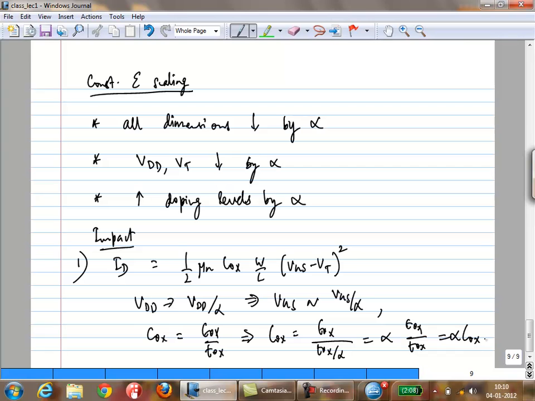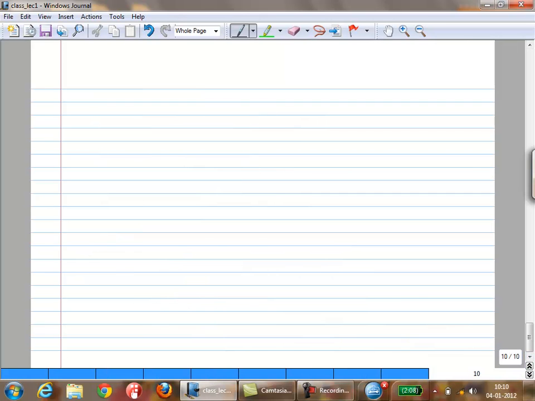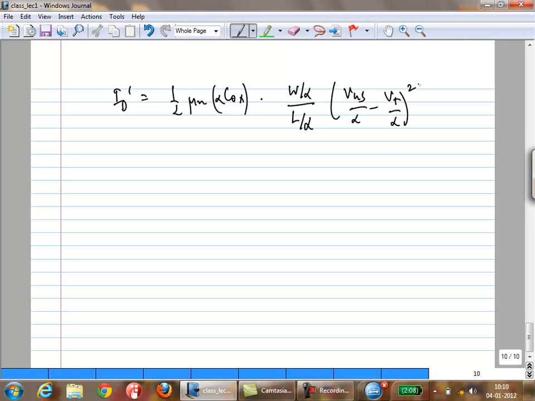Your COX actually goes as alpha times your old COX. Remember, COX is capacitance per unit area, so that actually increases. Obviously that makes sense because your oxide thickness is getting smaller. So your new ID prime will be this. You'll find that it's actually 1 over alpha times ID. So your current levels are going down for a proportional overdrive.